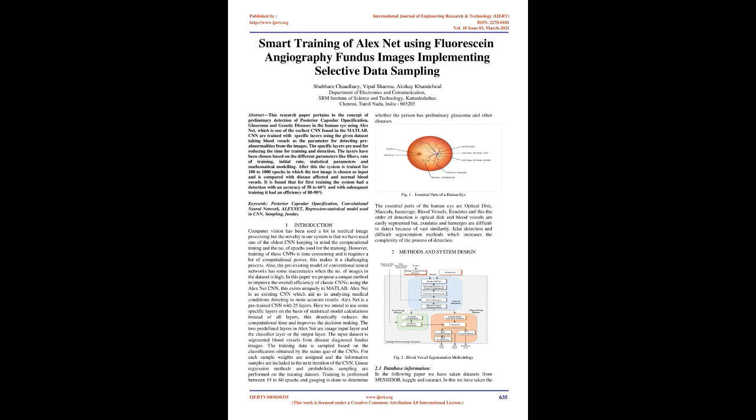The layers have been chosen based on different parameters like filters, rate of training, initial rate, statistical parameters, and mathematical modeling. After this, the system is trained for 100 to 1000 epochs, in which the test image is chosen as input and is compared with disease-affected and normal blood vessels. It is found that for first training the system had a detection accuracy of 50 to 60%, and with subsequent training it had an efficiency of 80 to 90%. Keywords: posterior capsular opacification, convolutional neural network, AlexNet, regression statistical model used in CNN, sampling, fundus.